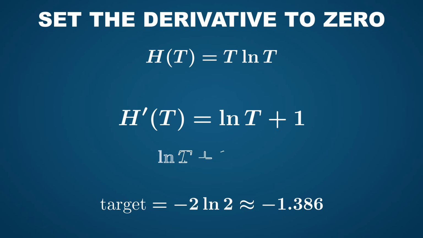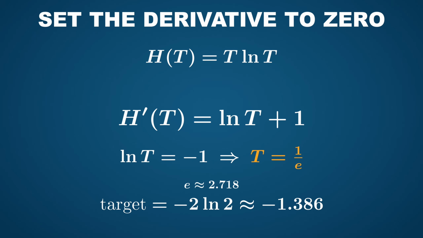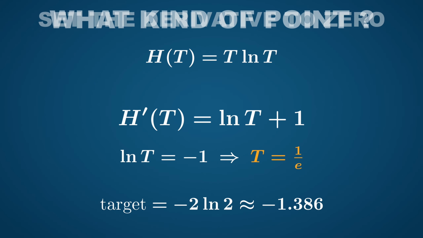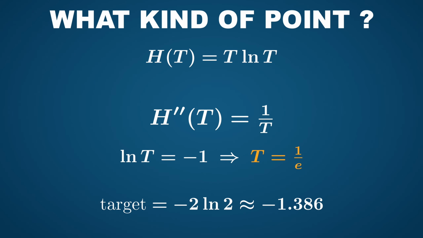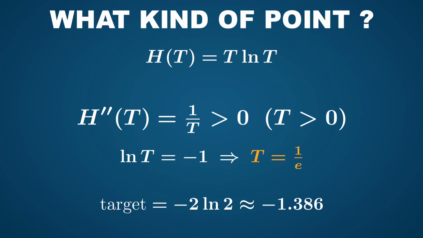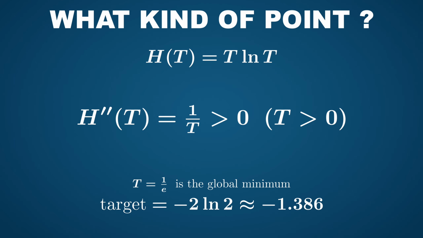For the lowest point, we set the derivative equal to 0. The log of t equals minus 1 exactly when t is 1 over e. The constant e is about 2.718, so 1 over e is roughly 0.368. Now we check what kind of point this critical point really is. Differentiating again, the second derivative of h is 1 over t. 1 over t is positive for every positive t, so the curve bends upward. An upward bend at a flat point means the bottom of a dip, so t equal to 1 over e gives the global minimum of h.